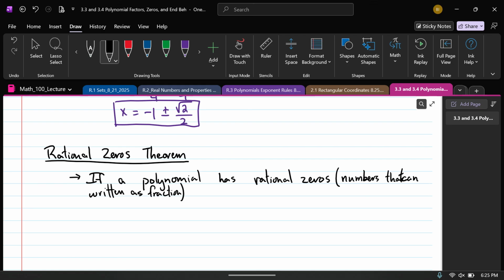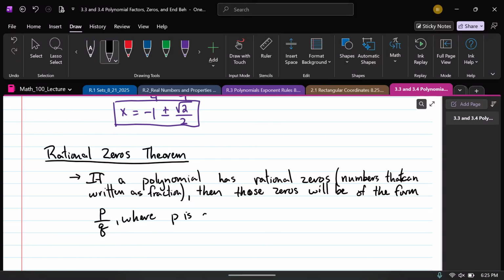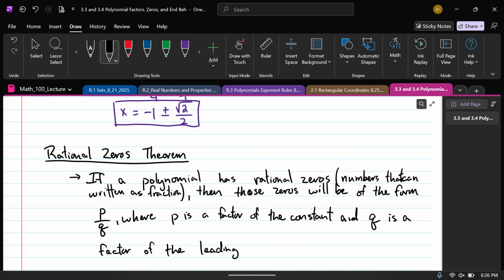Okay? If a polynomial has rational zeros, then those zeros will be of the form P divided by Q, where P is a factor of the constant, and Q is a factor of the leading coefficient. Okay.